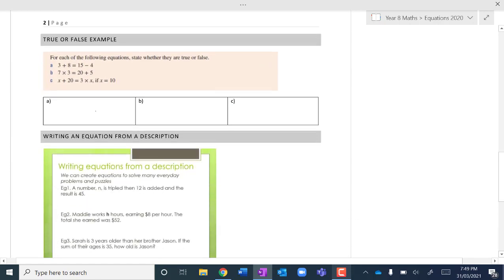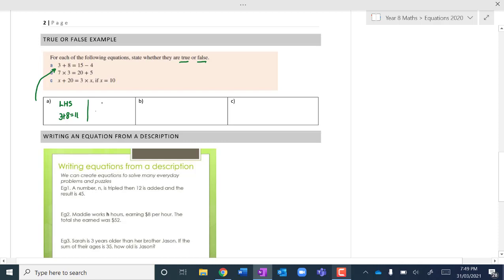All right, so let's have a look at some of what we're going to be encountering in our text questions. True or false? We're going to identify for each of these equations, state whether they're true or false. Let's start with the left-hand side. You can see the left-hand side of A is 3 plus 8, which of course is 11.